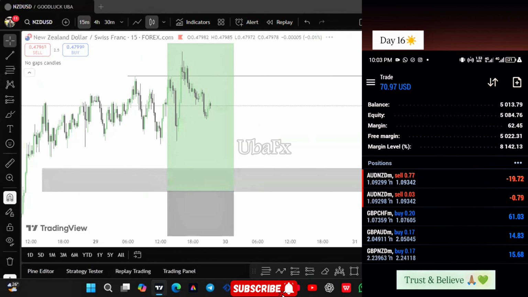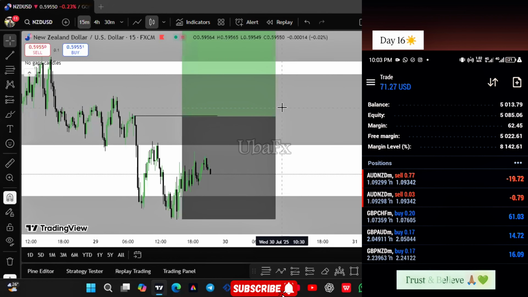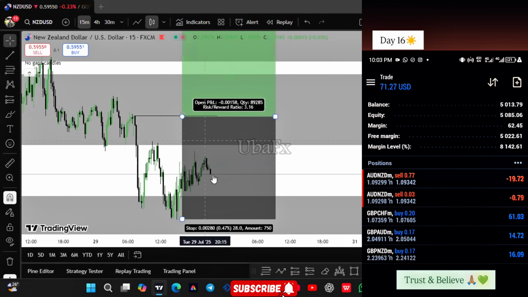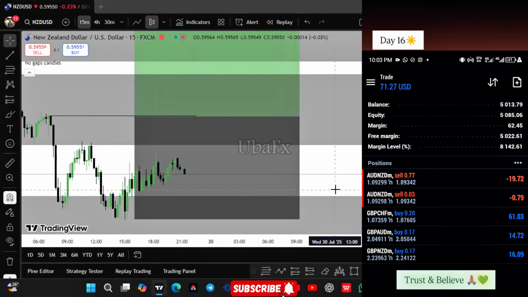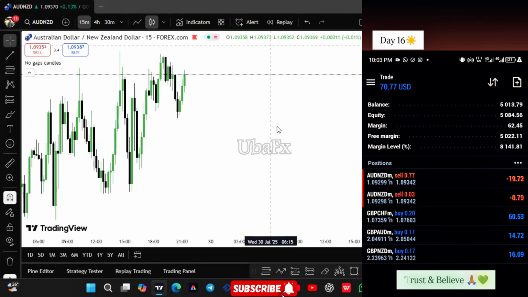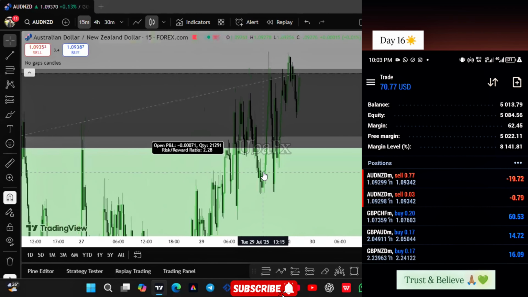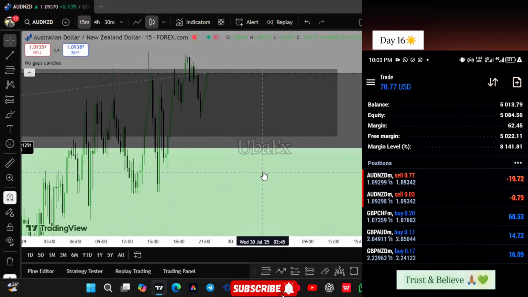Then NZD USD. I was interested in NZD USD, but it's choppy, not giving me what I want. So that's just it, guys. Sorry for the boring talks and all that. I'm just saying my mind and expressing my thought process on the trade.